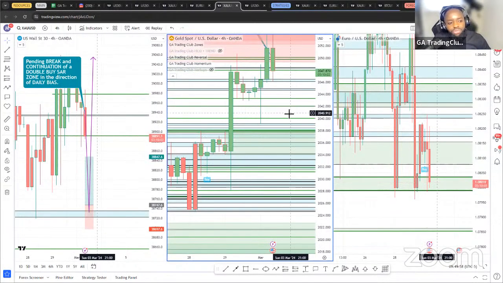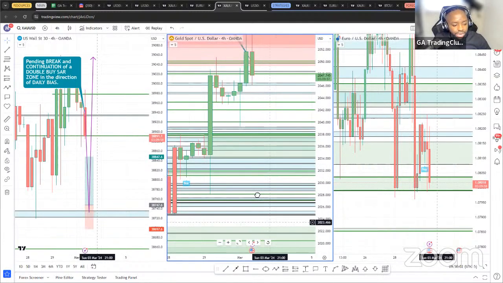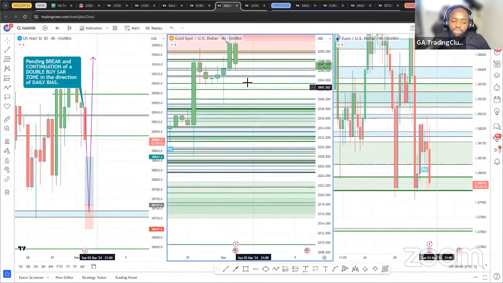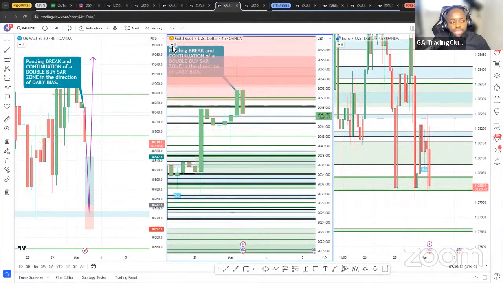So you can see here on the 4-hour, as much as I can try looking for buyers, the next demand zone within a demand zone is 2018. So there's no way a 4-hour candle is going to drop maybe like 30 pips without any major news. So at this point, I go ahead and cancel such a trade.